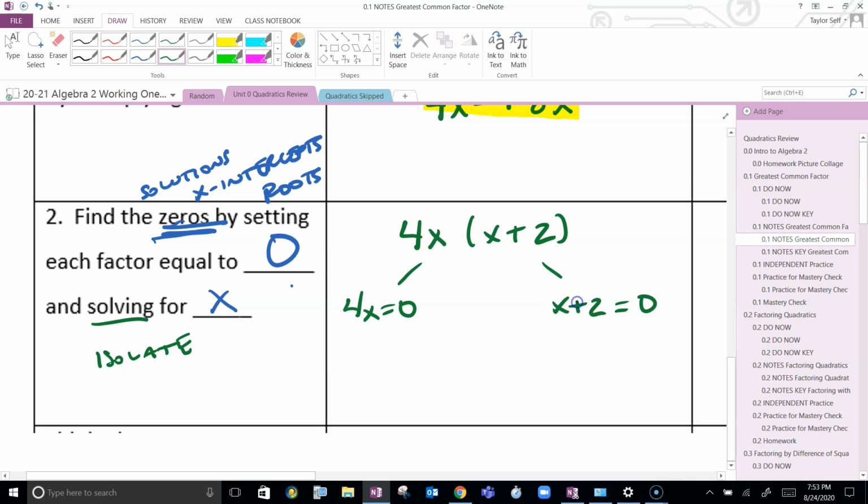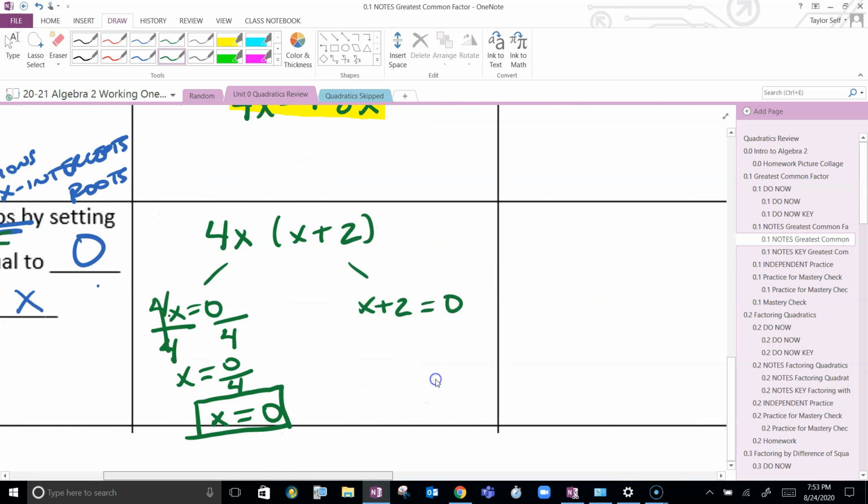So we have 4 times x here. That operation's multiplication. To isolate x, we do the inverse operation. So we're going to divide by 4 to get that 4 to go away. And then we get x equals 0 divided by 4. 0 divided by 4 is 0. So x equals 0. That is one of your zeros. Remember, we're trying to find the zeros, or the solutions, x-intercepts, roots.